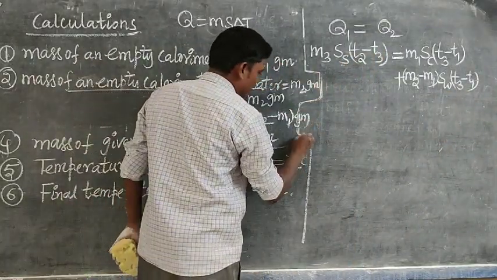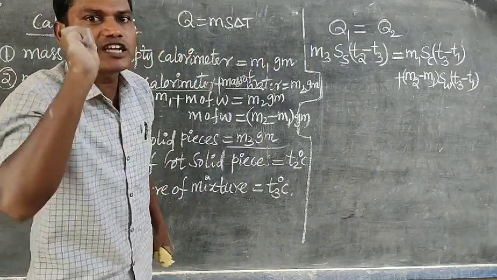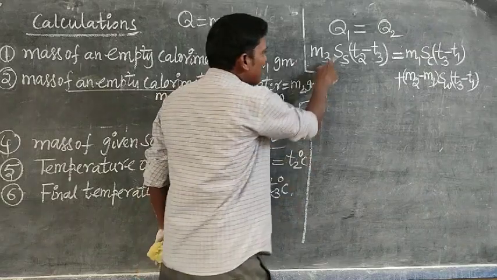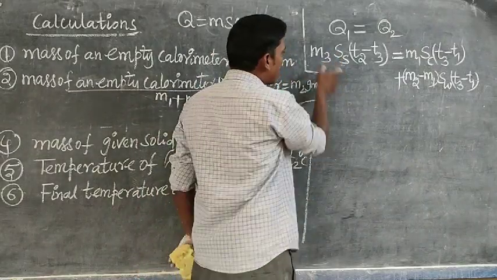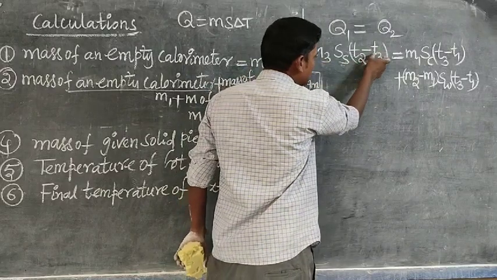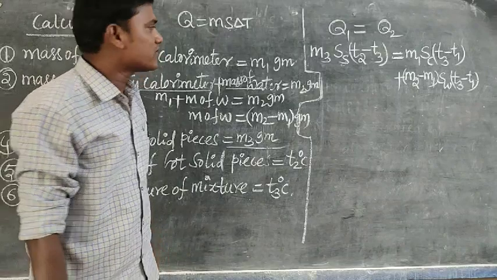Now after that, which value can we find? The specific heat of the solid. Here S_S represents the specific heat of the solid. Due to that, M3 times (T2 minus T1), these values you can transfer from the left-hand side into the right-hand side.